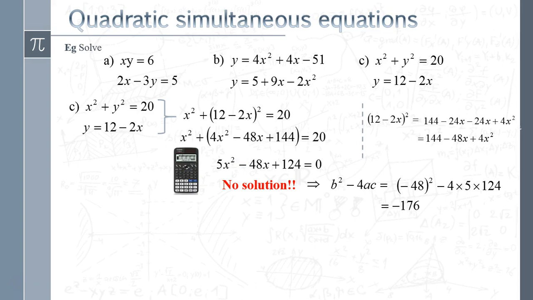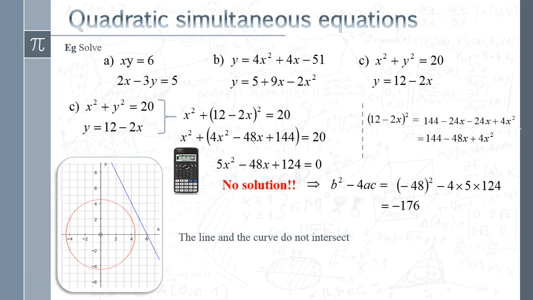But what does that mean in terms of what it looks like on the graph, in terms of this circle and this straight line? Well, it means that they just don't intersect. Here's our circle, there's our straight line, and the two things just don't meet, which is why we ended up with a quadratic equation here that didn't have any x values that would solve it, because, like I said, the line and the curve just don't intersect.